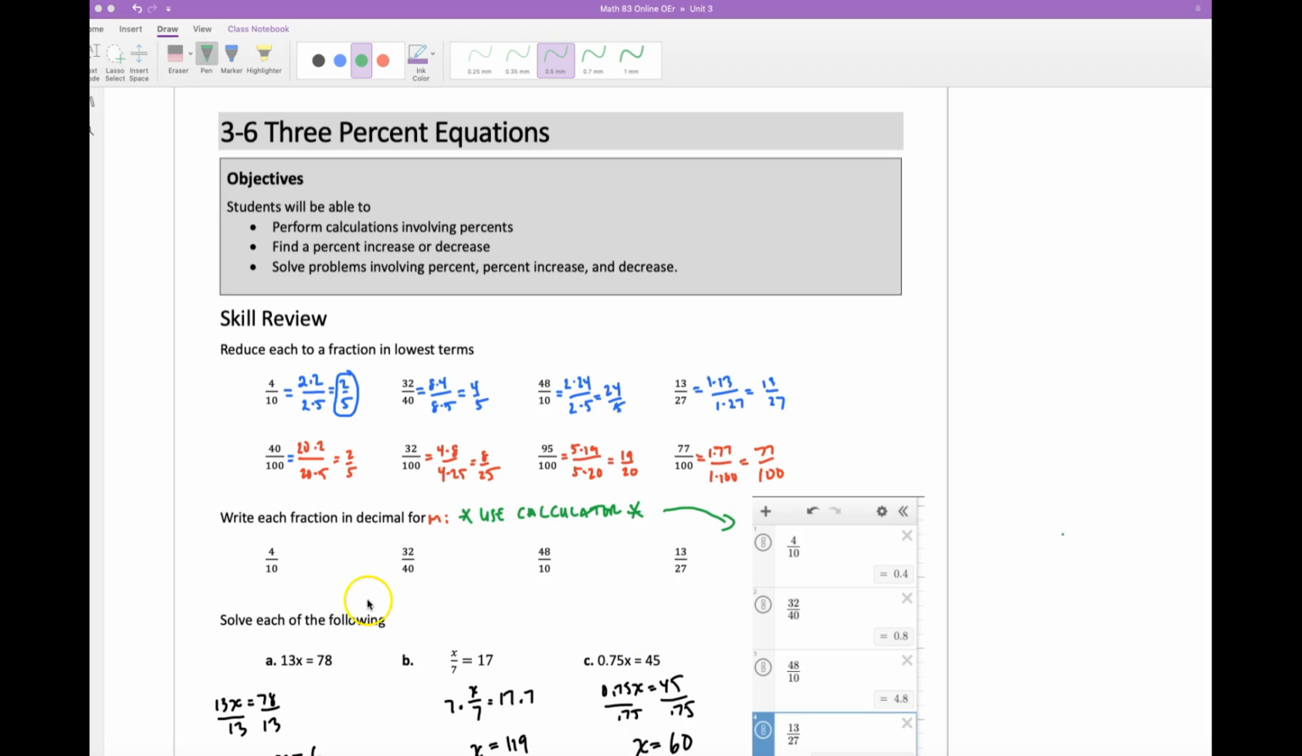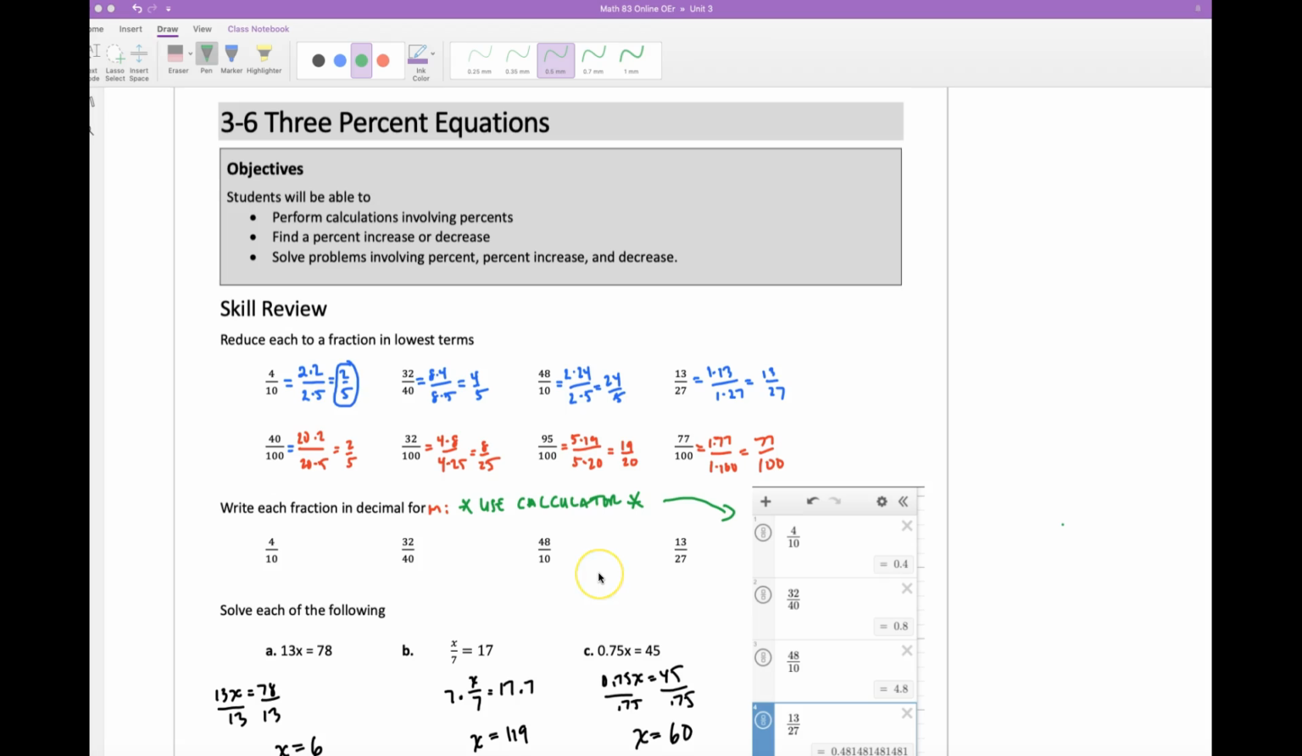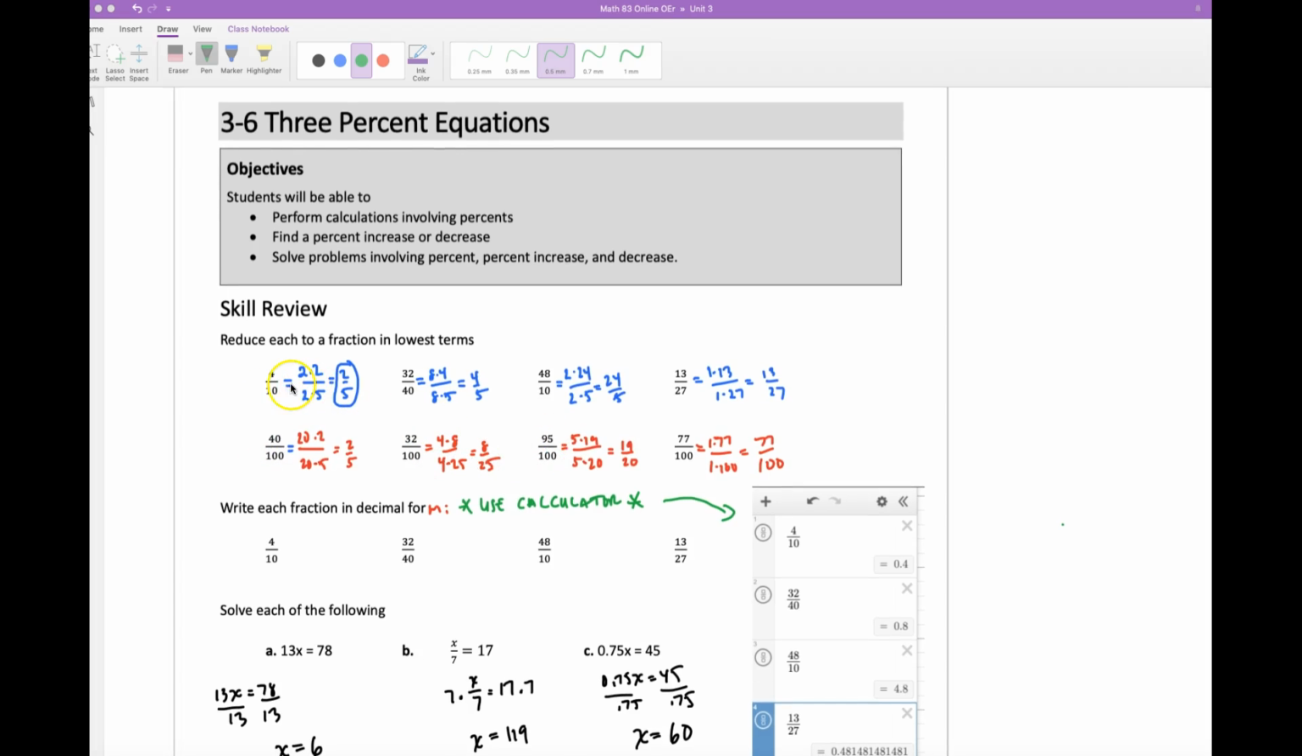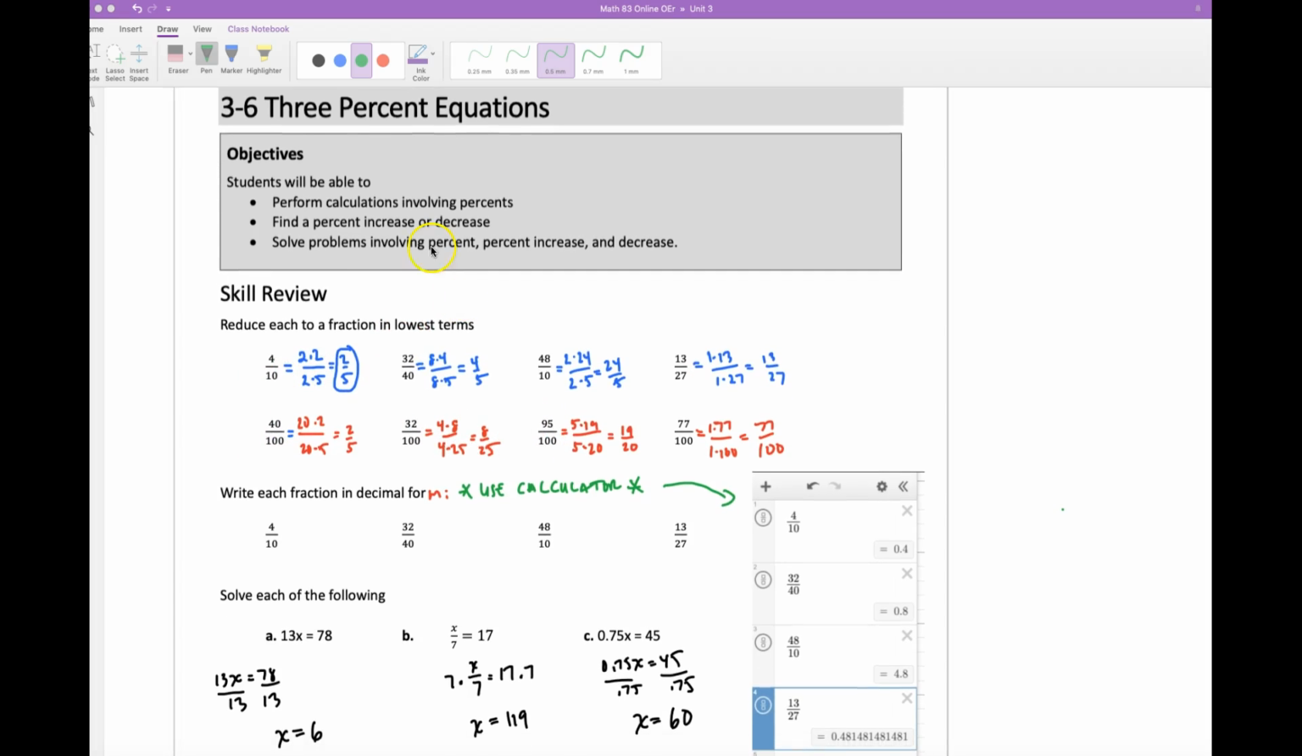And so what we start with is a skill review, which is reducing fractions, because many times, to get a percent, we turn a fraction into a decimal and then a percent, or we simplify these fractions. And so you can see the problems have been done for us here. The one thing I want you to notice in that work is that your original fraction gets reduced.